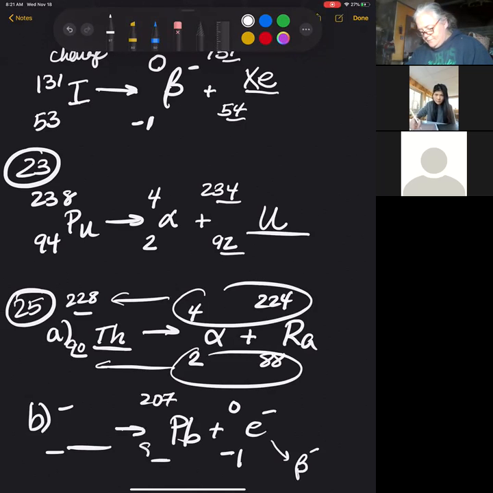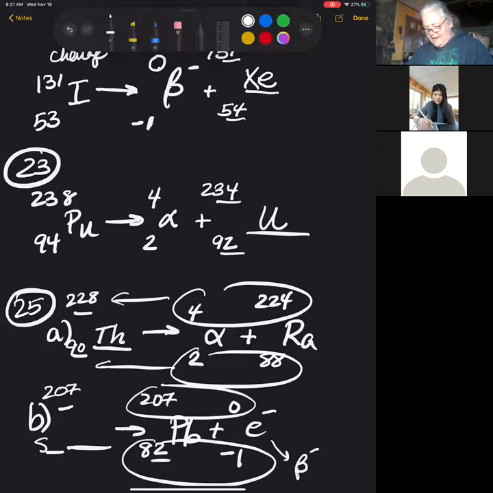Okay, so lead, I look up, lead is 82. So I add up the top, and that's 207. I add up the bottom, and that's 81. And I look it up, and 81 is thallium, Tl. Okay, all right.